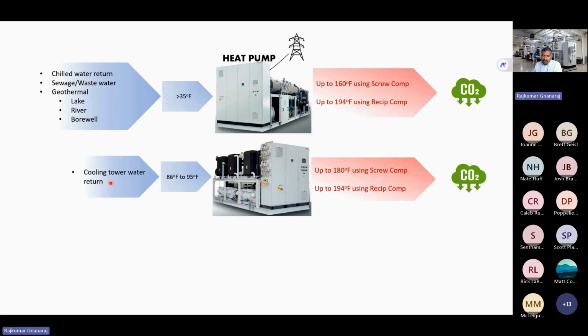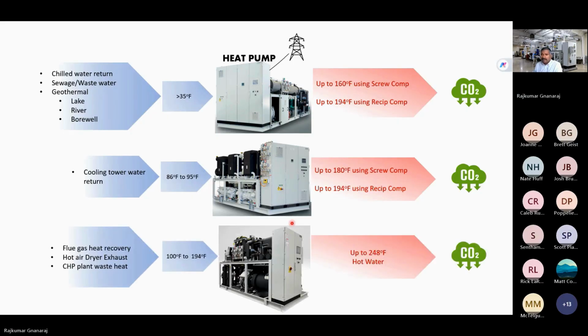We can use the waste heat from these in a heat pump to generate high temperature hot water. In a facility, if they have a cooling tower and the temperature varies between 86 to 95-degree Fahrenheit, we can use that in the heat pump to generate higher temperature hot water, maybe 180-degree Fahrenheit using a screw compressor and 194 using a reciprocating compressor. If we get even higher grade waste heat, like flue gas exhaust from a boiler, an industrial dryer, or a packaged CHP unit in a facility, and that waste heat temperature varies between 100 to 194-degree Fahrenheit, we can use that in the heat pump to generate hot water all the way up to 248-degree Fahrenheit.